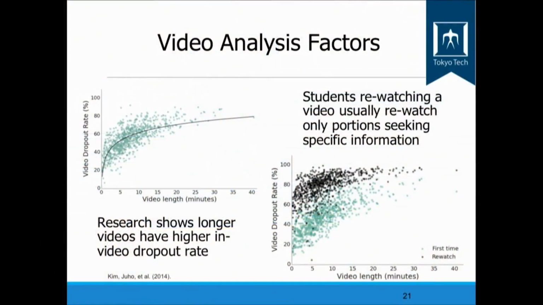This graph, the one at the bottom, shows the difference between people watching the video for the first time and people rewatching to get more information, to solve a quiz, or to do anything else. As you can see here, the black dots are for the rewatchers. The in-video dropout rate for the rewatchers is much higher, which makes sense because they don't want to watch the whole video. They're just seeking specific information.